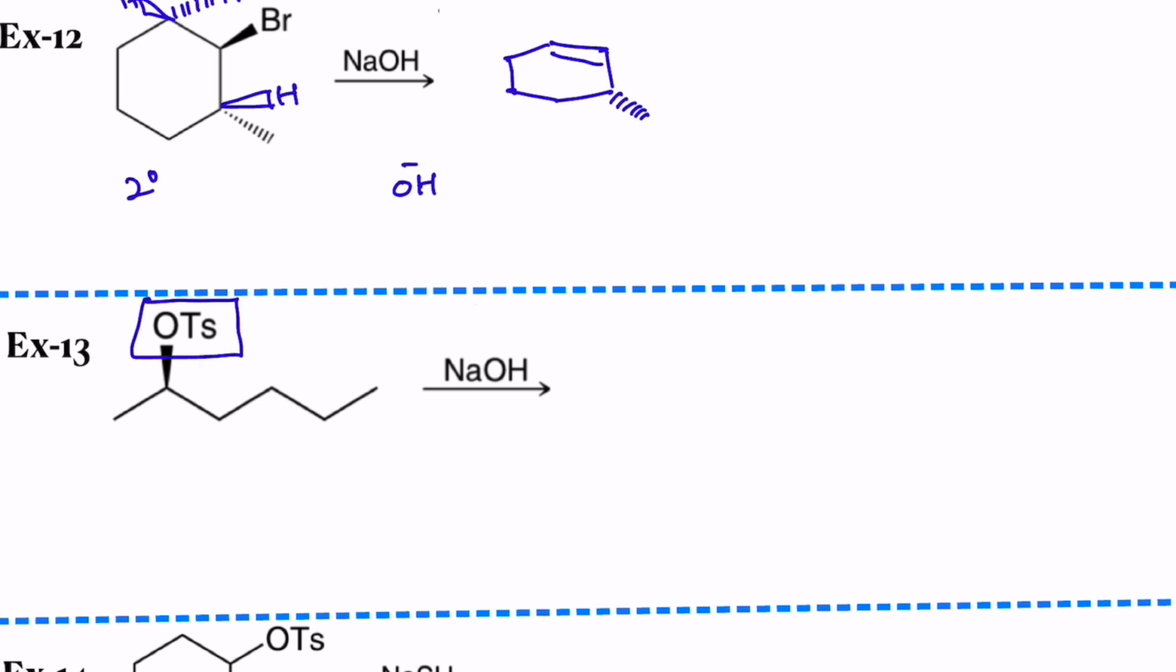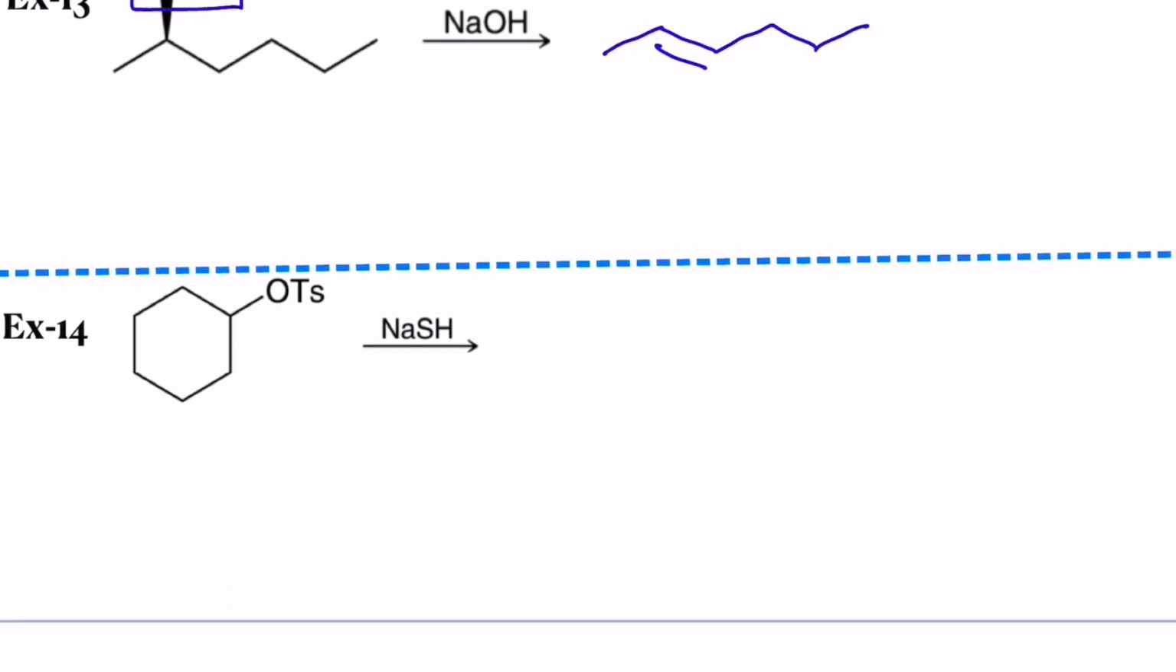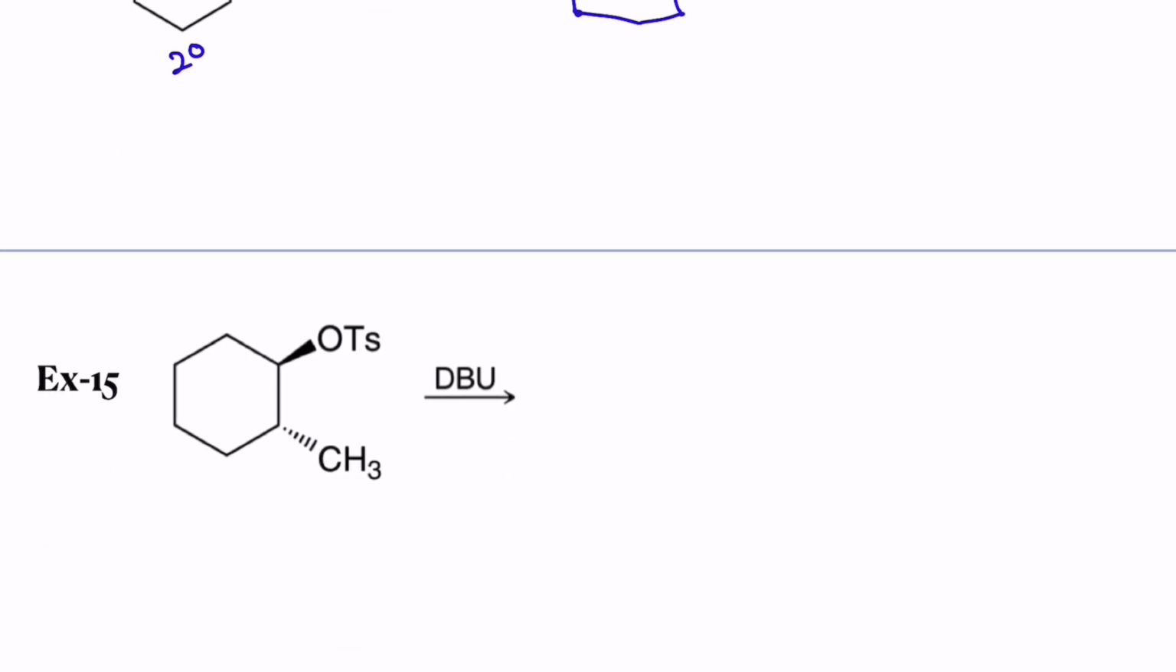Next, OTs. It is also a good leaving group. In fact, its leaving ability is more than halide. The same conditions you can apply. This is a secondary derivative. OH minus and RO minus, strong nucleophile and strong base. In case of secondary alkyl halides, we follow elimination as major. Since it is not a bulky base, we have to go for a Zaitsev product. This is also a secondary derivative, but SH minus is a strong nucleophile. Therefore, nucleophilic substitution will take place.